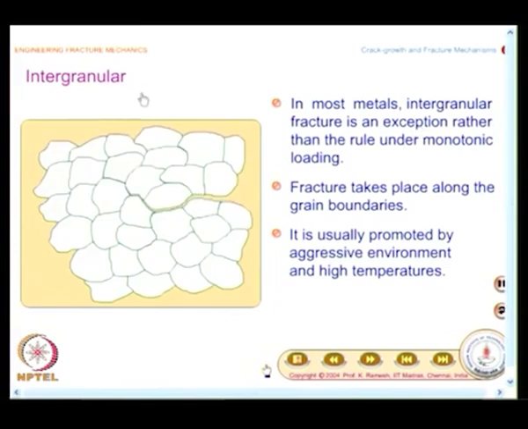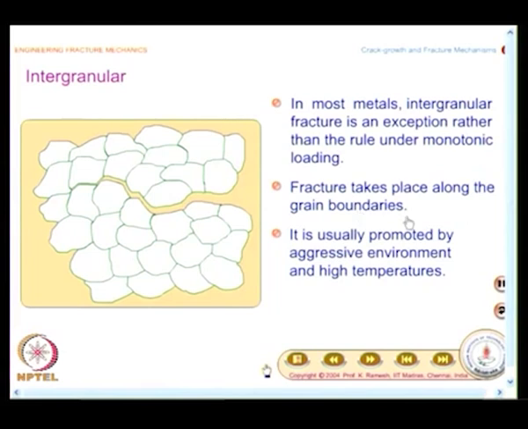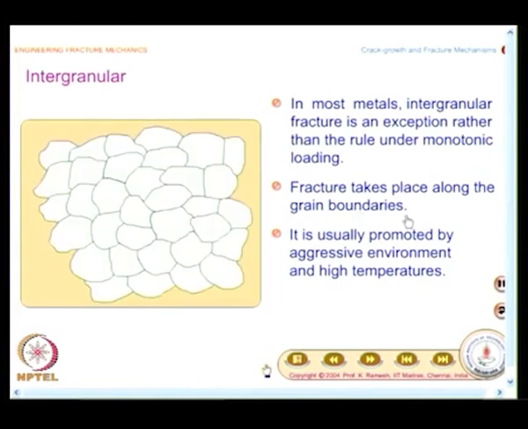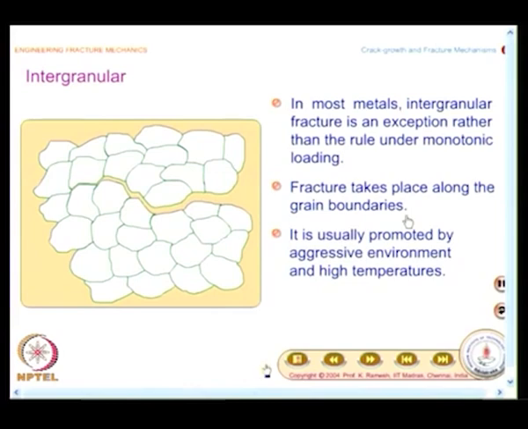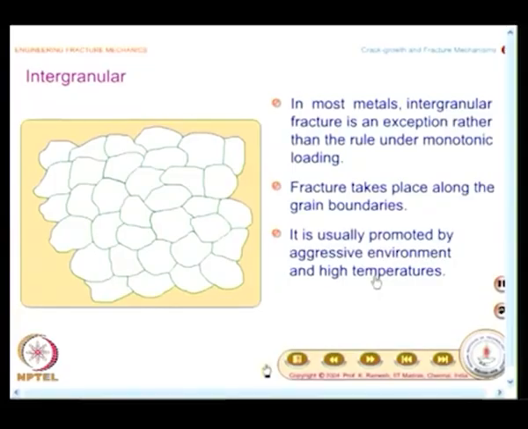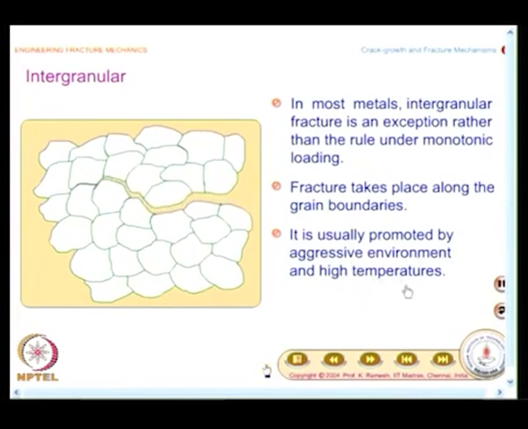and in the case of intergranular, fracture takes place along the grain boundaries, and this is usually promoted by aggressive environment and high temperatures. We have already seen some of these in the context of crack growth. In the case of fracture also, aggressive environment and high temperatures induce an intergranular type of fracture.